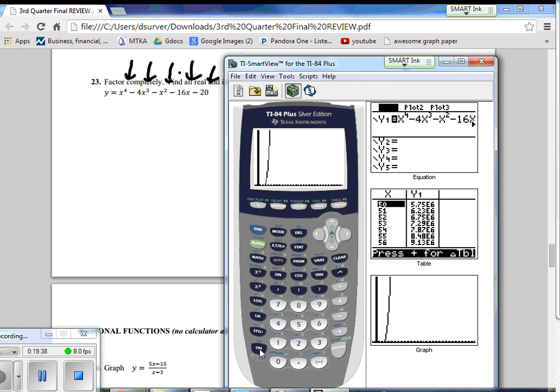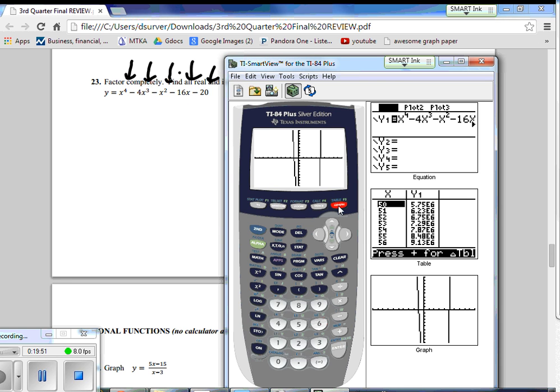I don't like how this is graphing. I'm going to hit on to break it, otherwise it keeps running forever, because my window is goofy. I'm going to go to zoom 6 and hope that that window will be better. Now I'm going to try graphing it. Okay, looks like it touches twice.